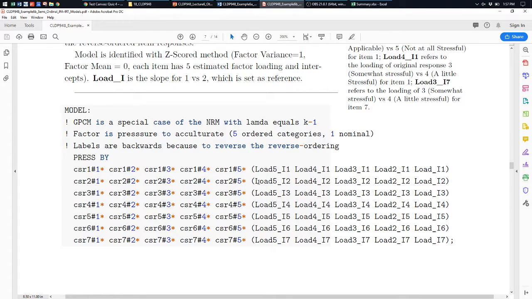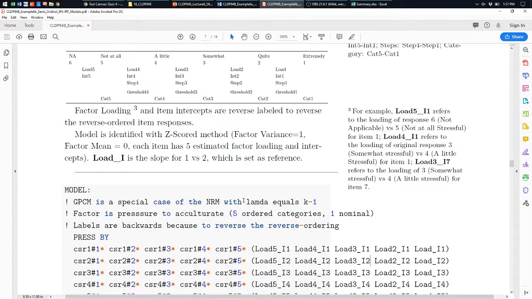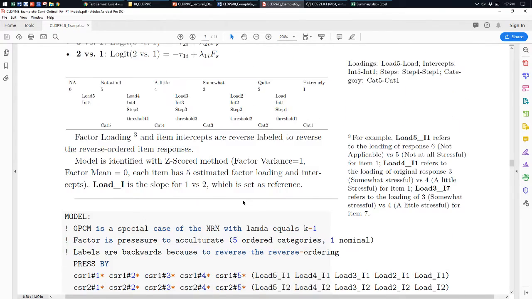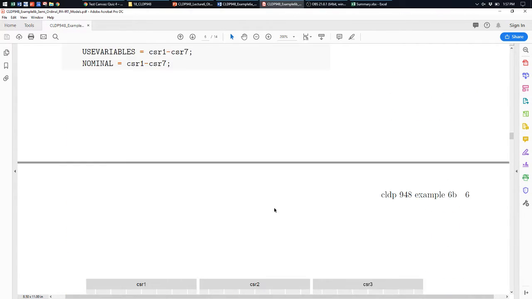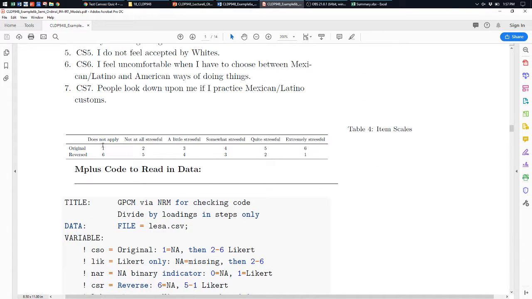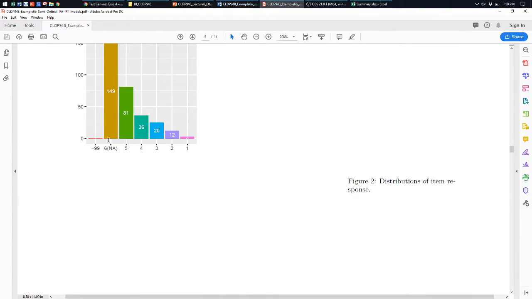So I contacted the author of this paper that I gave you to read, and I asked her why she did this, and she said it was the only way she could think of to get around this constraint that M plus has, that the highest is the reference. She wanted the lowest to be the reference. So she flipped the data, and then basically all the labels that we're using are going to flip it back to the right order. Yes. If we use the original response, the NA category will be the reference. So we reverse that.